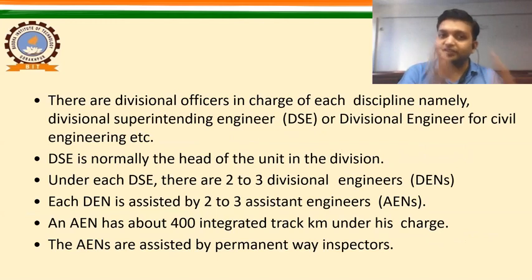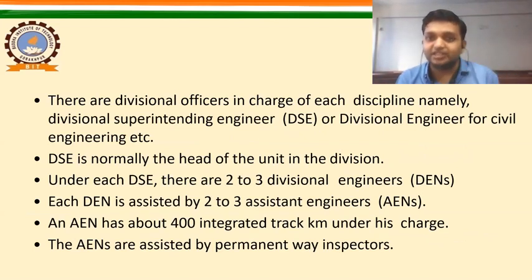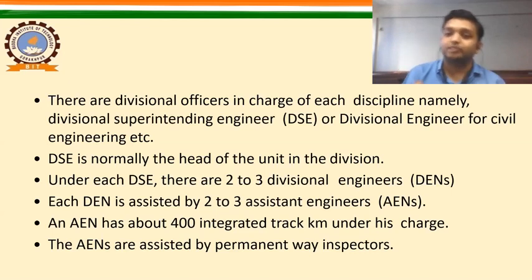These are the divisional officers in charge of each discipline, namely the Divisional Superintending Engineer, that is DSE, or Divisional Engineer for civil engineering. DSE is actually the head of the unit in the division. Under each DSE, there are 2 to 3 divisional engineers, that is DEN. Under each DEN, they are assisted by 2 to 3 AEN, that is assistant engineers. This AEN has about 400 integrated track kilometers under his charge, and the AENs are assisted by the permanent way inspectors, right? So this was all about the railway.